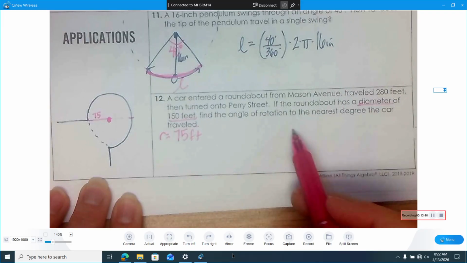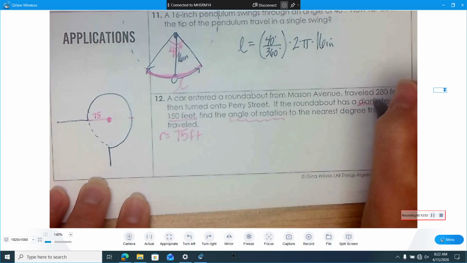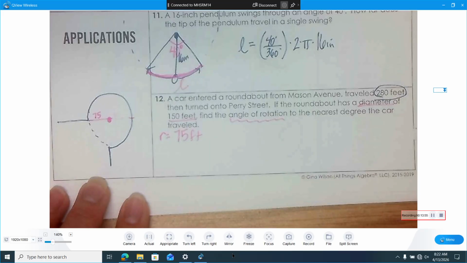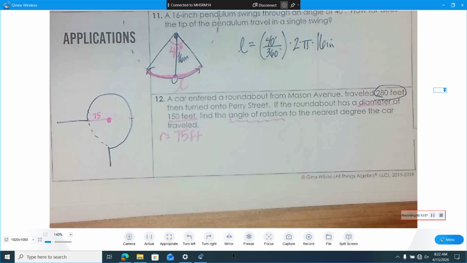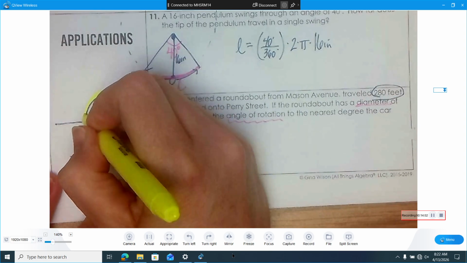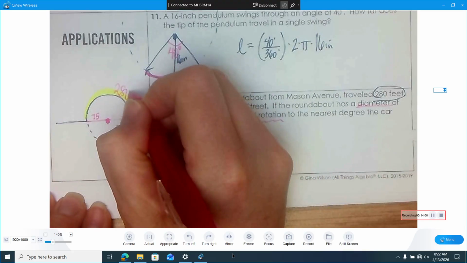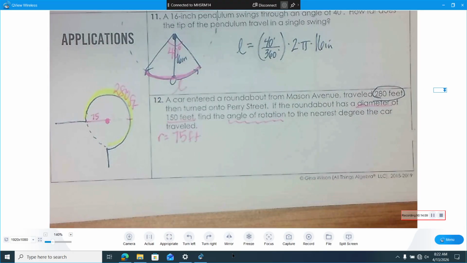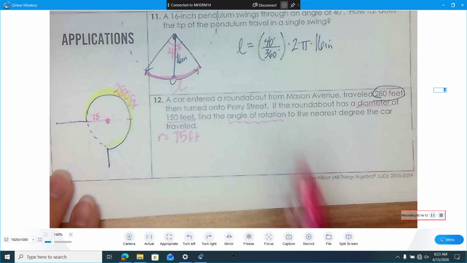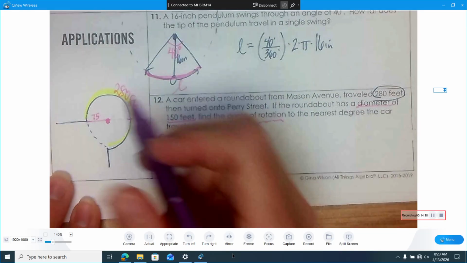Find the angle of rotation. Here we're finding the angle of rotation. And, well, that's kind of interesting. It traveled 280 feet. That would be this whole distance around. So on this particular one, they're giving us the 280 feet. They're giving us the arc length. And we need to figure out, hey, what is the angle of rotation?